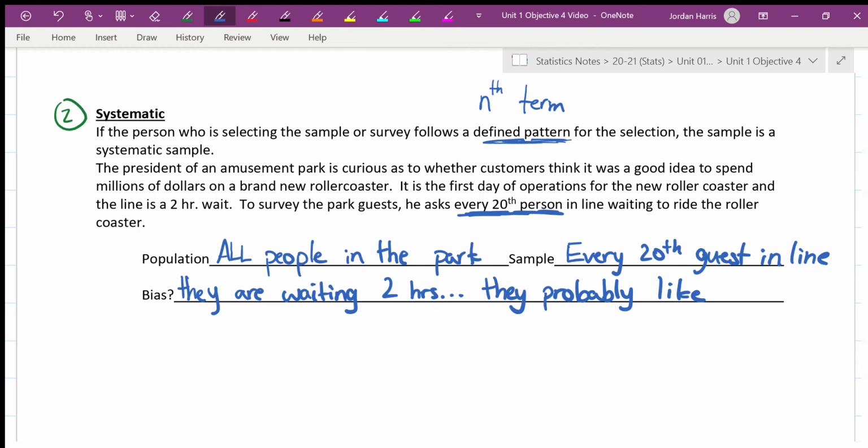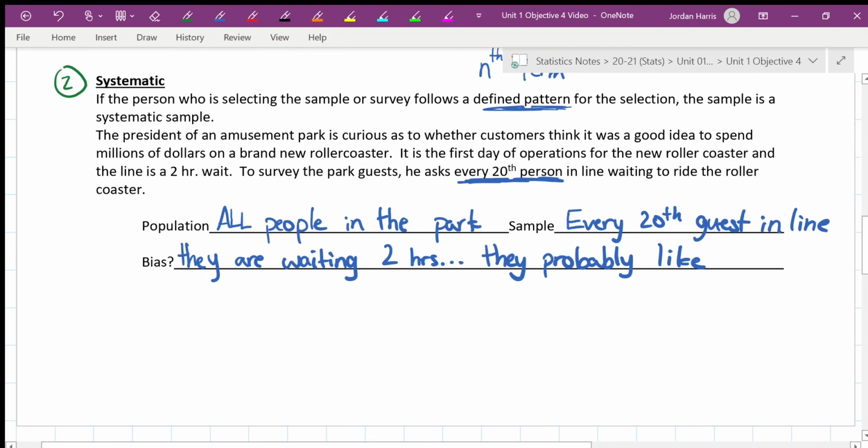He could interview every 20th person walking by, because they might not be going to this new roller coaster, but there's still bias there. It's the first day of operations. It's probably a popular thing. Most of these people would be going to see the new roller coaster. Okay, so there is always bias there. You can limit your bias, but you can't really get rid of it completely unless it's a random sample.